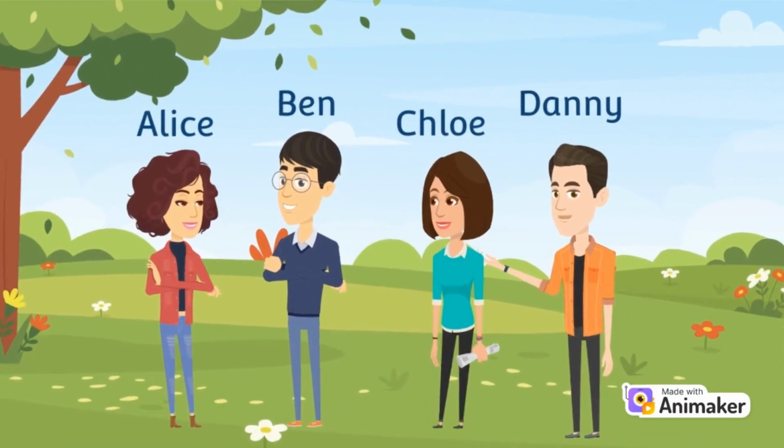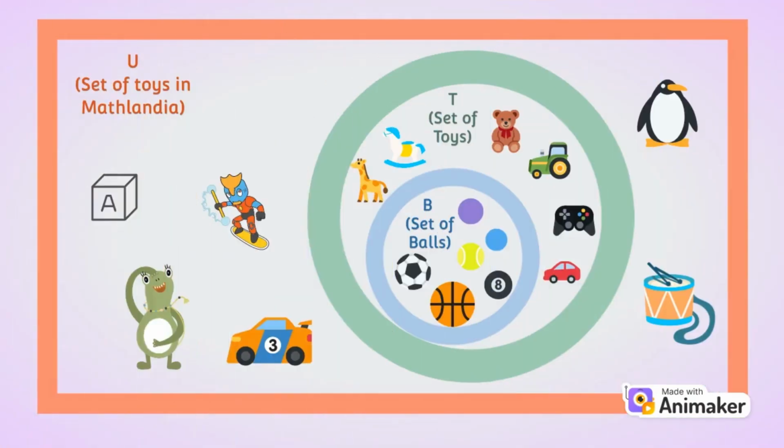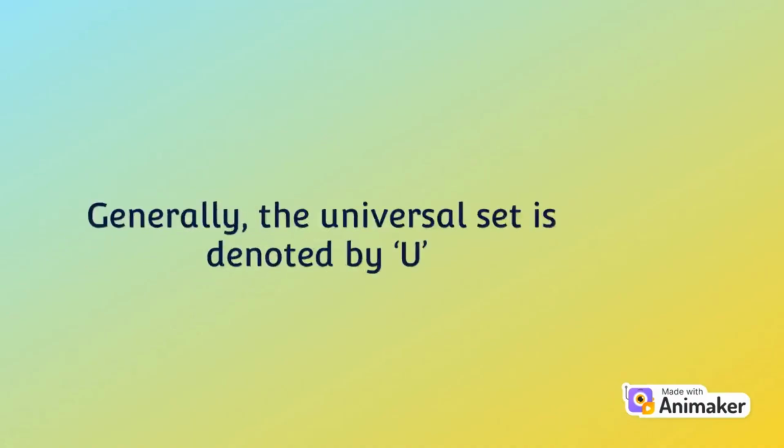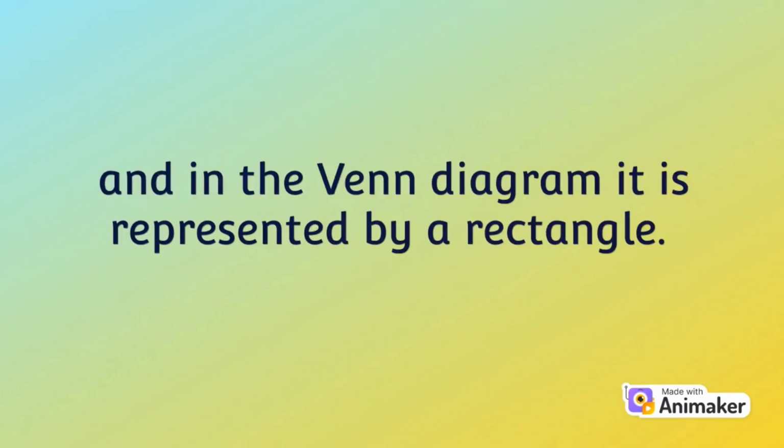What if we have a set that contains everything in our town, Mathlandia? Oh, that's cool. It's called the universal set, which includes everything we're considering. In our case, the universal set is the set of all toys in Mathlandia. Generally, the universal set is denoted by U, and in the Venn diagram, it is represented by a rectangle.